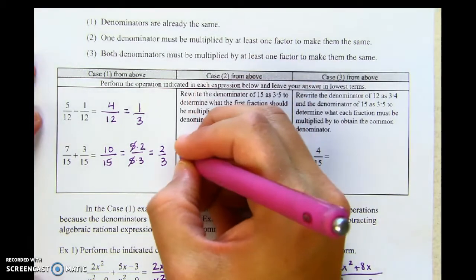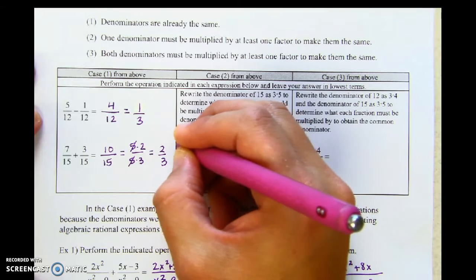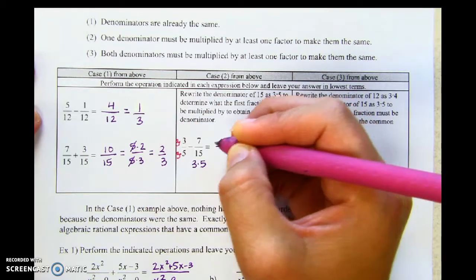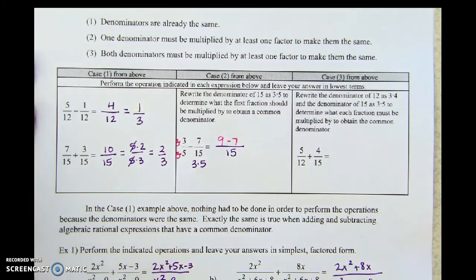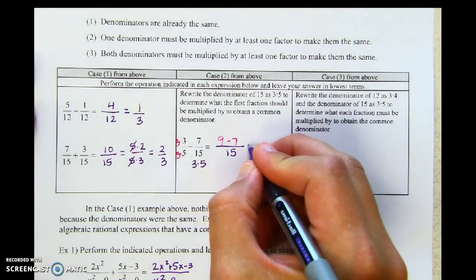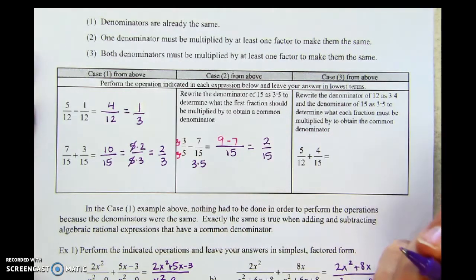So if I put the 3 here, how do I legally multiply the bottom by 3? I multiply the top. Okay. So what's 3 times 3? 9 minus 7 is on the top now in the numerator. 9 minus 7 is 2, so we have 2 over 15 is the final answer.